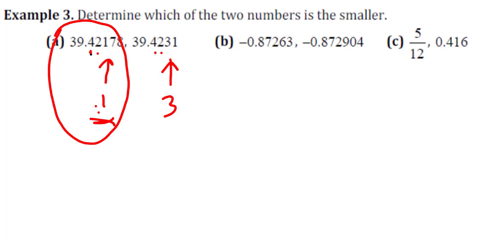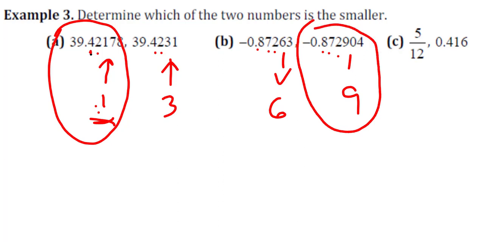All right, so the next one, same thing, but notice they're negative. So we're looking for the more negative value. So we start off with the tenths value, they both have an 8, and then they both have a 7, and they both have a 2. All right, so here's our differing values. We got a 6 and a 9. So since it's negative, this number here is the more negative, so that one would be the smaller value.